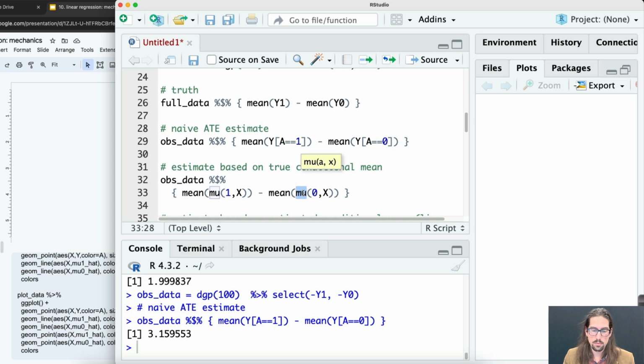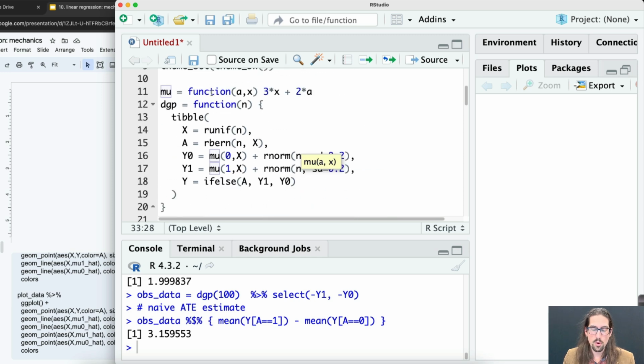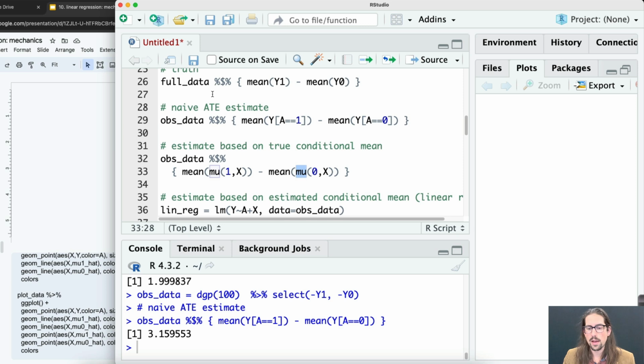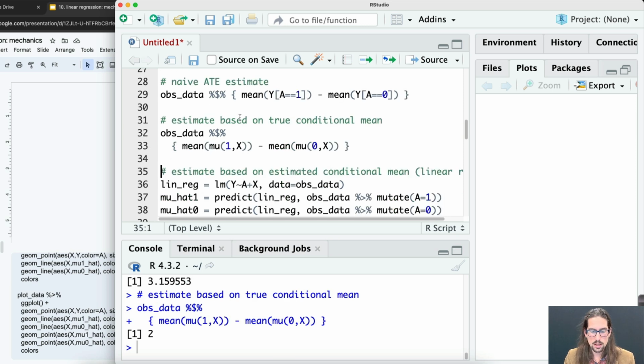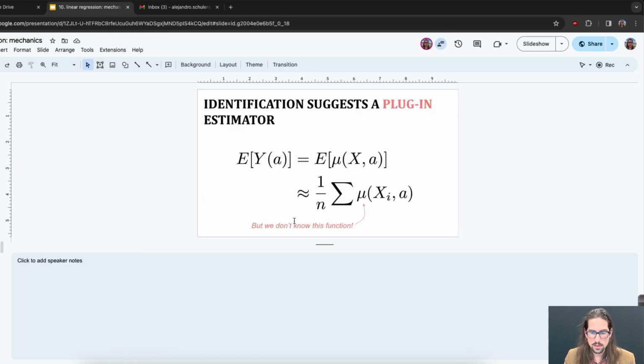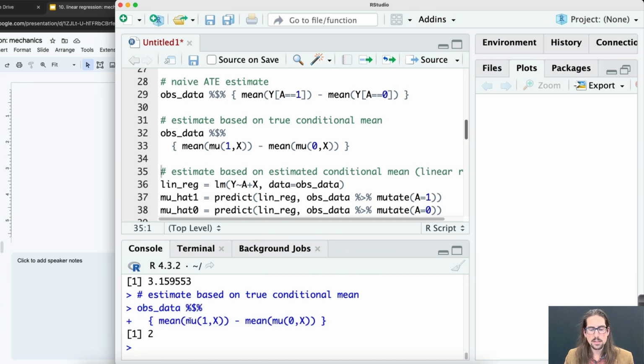Now, let me show you what happens if I estimate this based on the true conditional mean function, because here I know mu, okay? Because I wrote it up there, so I know what that is. In reality, I couldn't know that, but here I do know it, so let me just show you that this works. This is 2. So what am I implementing here? This is this, right? So I'm taking the sample average. This is just in our observed data, but I'm asking here, what would happen to every person in the observed data if I forced their treatment to be 1? And what would happen to every person in the observed data on average if I forced their treatment to be 0? And here I get the right answer. But of course, the problem is we don't actually know what this is, so we can't do this. This is something we couldn't do in practice, but I'm showing you that it works, okay?